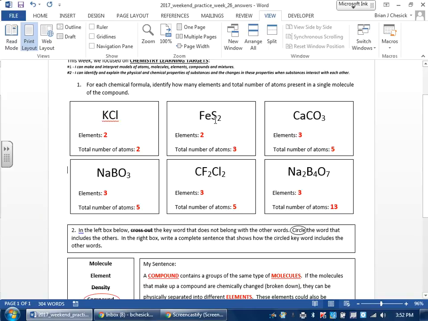When you look at iron and sulfur together, there are two sulfur atoms and one iron atom. So there would be two total elements, iron and sulfur, but three total atoms of those two elements. You can look at the others and look for the same thing. We have a calcium atom, a carbon atom, and three oxygen atoms. So three elements, calcium, carbon, and oxygen, and there are five total atoms that make up that molecule.